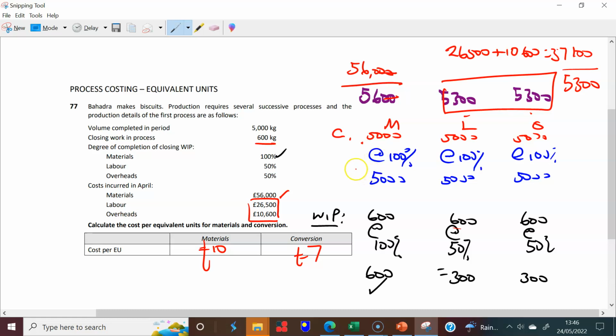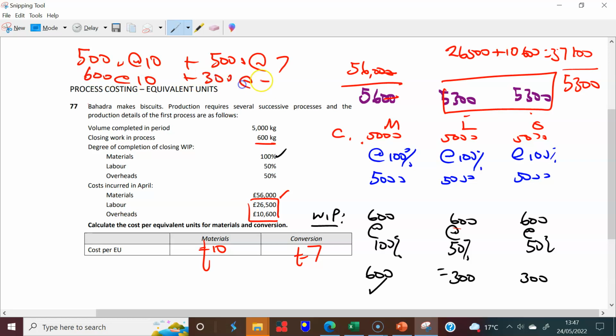If you're valuing the complete units, you're basically saying that of my 5,000 complete units, I have 5,000 times £10 plus 5,000 units at £7, and that's the value of your completed units. And with your work in progress, you have 600 at £10 and 300 at £7, because that's how we value these. They're not asking us for that, but that's the way we would do it. Okay, great stuff.